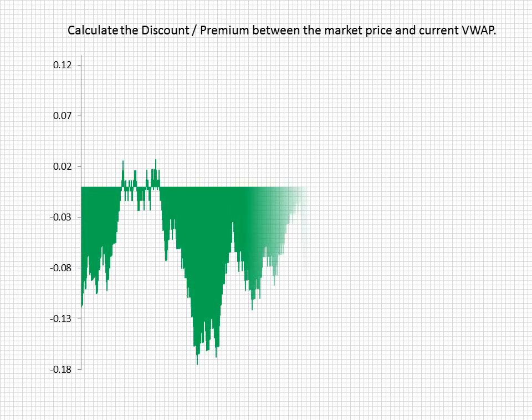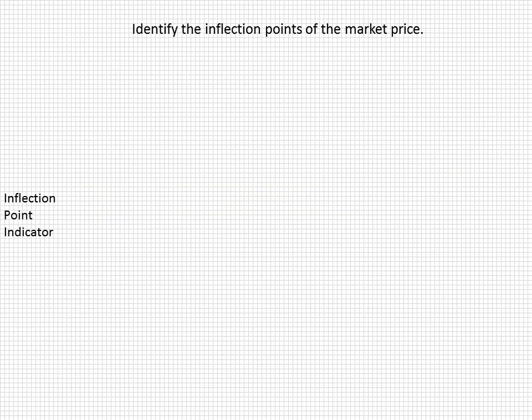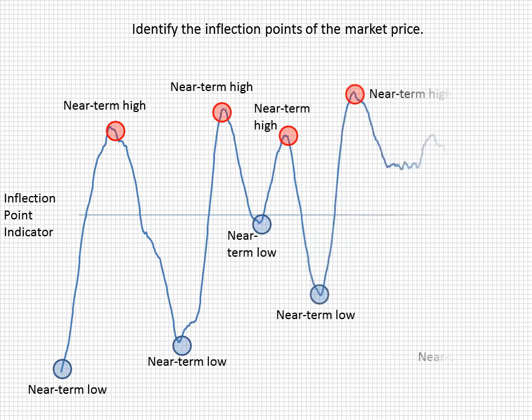Next, we calculate the discount or premium between the market price and the current VWAP. To do that, we use the discount to premium model. This measures, again, simply the difference between the market price and the current VWAP. Next, we identify the inflection points of the market price using the inflection point indicator. This measures the near-term highs and the near-term lows of the market price. This is used in the optimal execution schedule for the child orders.